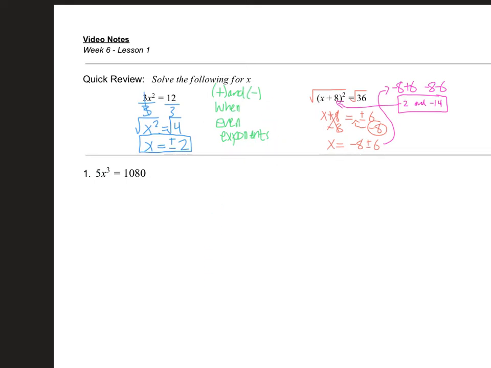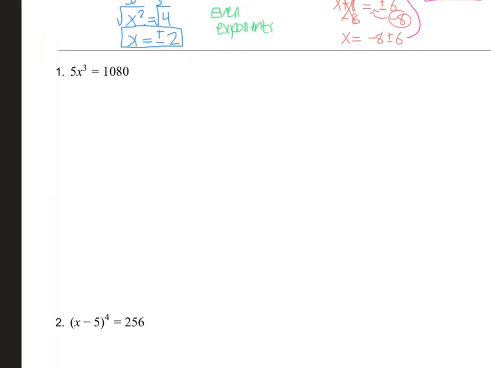So, I'm sorry, not the 5th root. We're to the 5th exponent or the 4th exponent. So in order to solve, you're going to have to use the cube root, the 4th root, or the 5th root. But otherwise, it's the same exact process, guys. Same exact process. So let's go down to number 1.